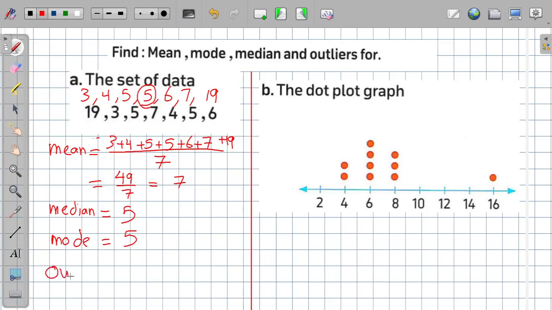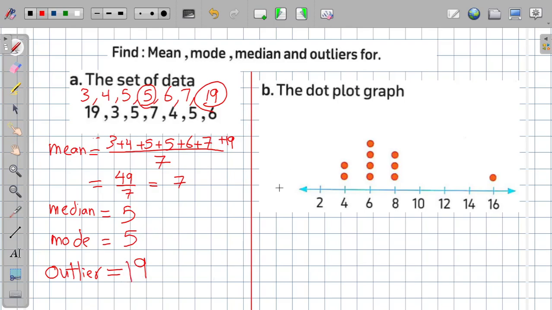Next, I have the outlier. The outlier here is the value that is much greater than otherwise or much smaller than otherwise. But here I have 19, and 19 is much bigger than other values. So I can say that 19 is the outlier of this dataset.